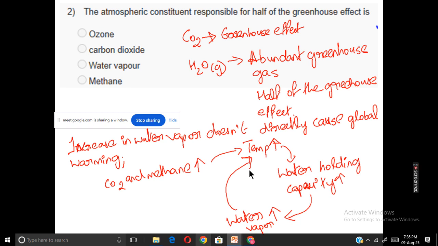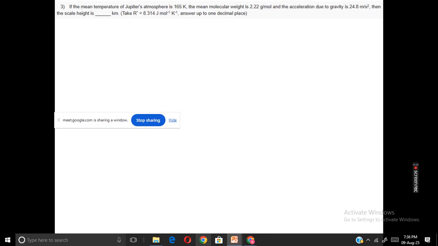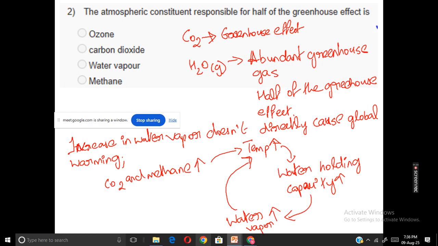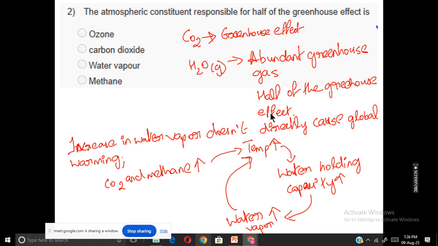That's how water vapor increases the temperature of the atmosphere. It doesn't actually cause global warming; this happens as a consequence of global warming. Water vapor is amplifying the existing global warming. It is already responsible for the greenhouse effect, but it takes part in global warming through this positive feedback loop.